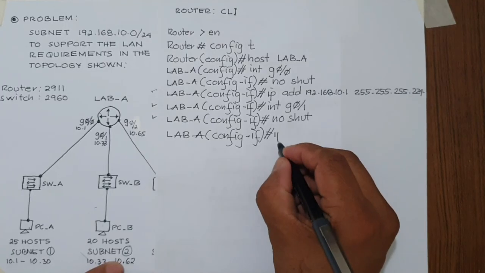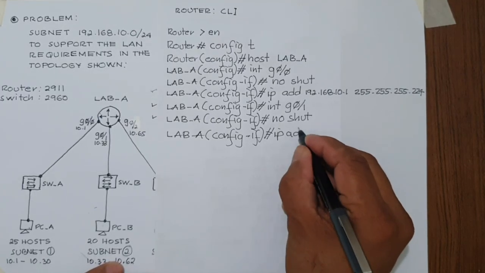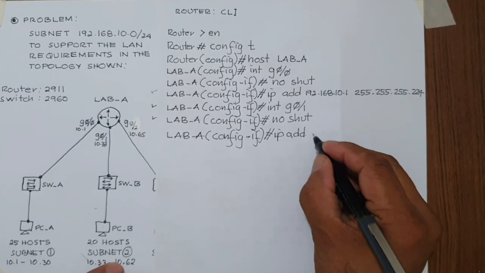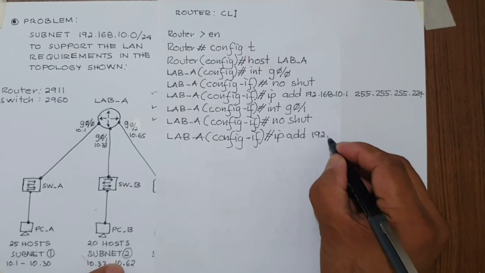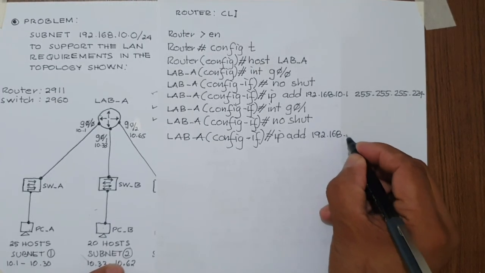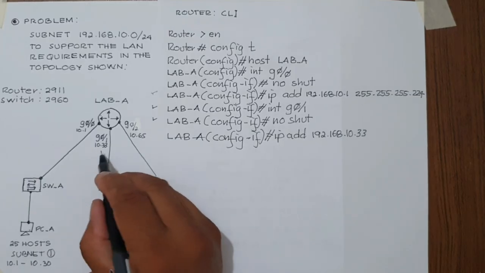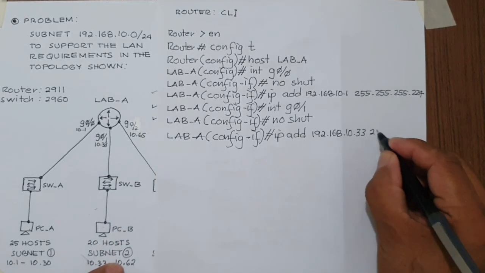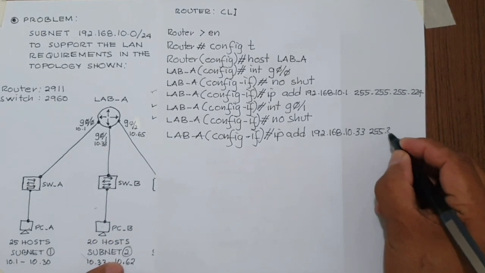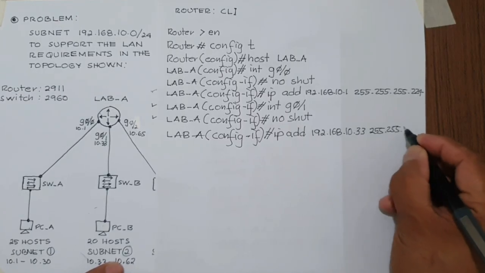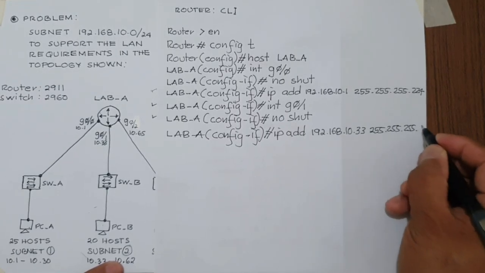So we type ip add 192.168.10.33, there, the same space 255.255.255.224.